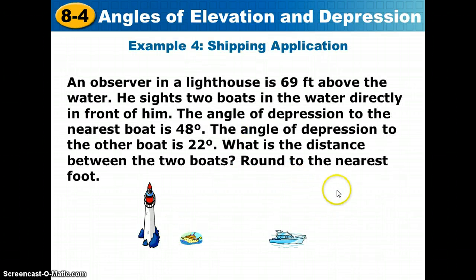All right, let's take a look at our final example in this video, example 4. We have an observer in a lighthouse that is 69 feet above the water. He sights two boats in the water directly in front of him. The angle of depression to the nearest boat is 48 degrees. The angle of depression to the other boat is 22 degrees. What is the distance between the two boats, round to the nearest foot?